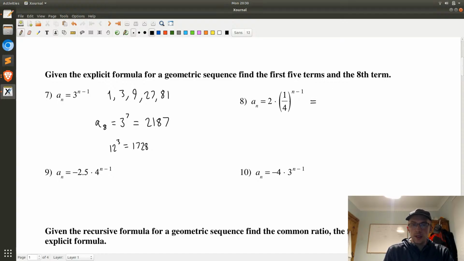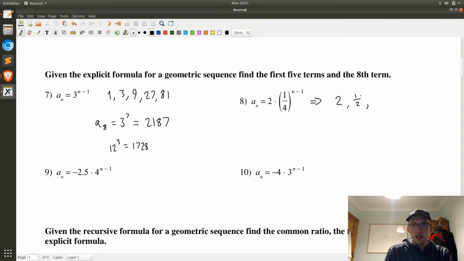2 times a quarter to the n minus 1. Fine. It's just figure out the first term and then just figure out the common ratio and just keep going. So term number 1 is 2 times that to the power of 0, so it's just simply going to be 2. The second term is 2 times that to the power of 1, which is 2 times a quarter, which is 1/2.